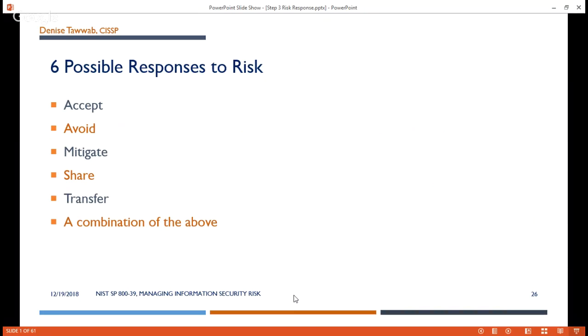Again, this slide talks about the six possible responses to risk. Let's review that. You can accept a risk, avoid it, mitigate it, share it, or transfer it, or you can do some combination of the above.